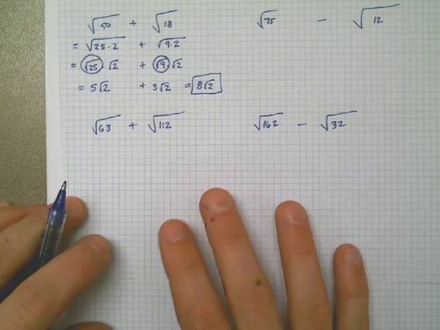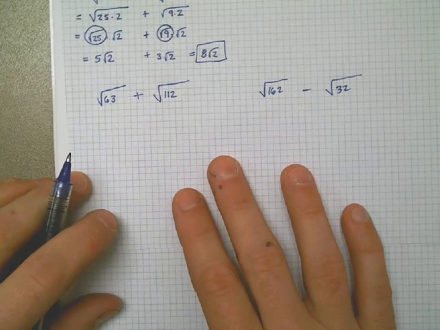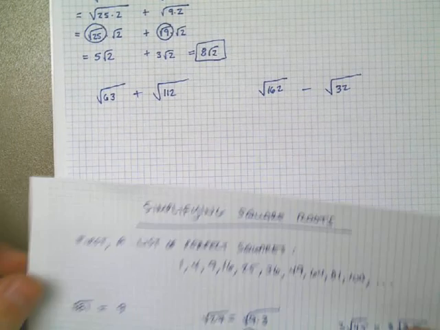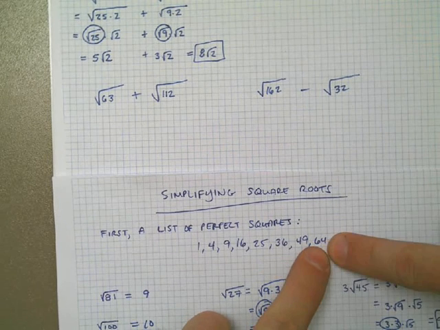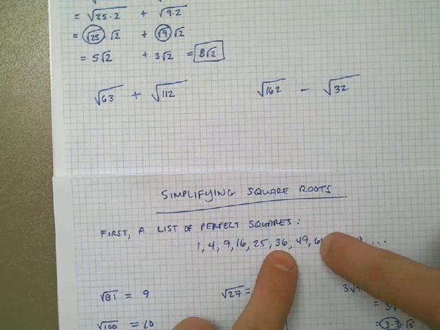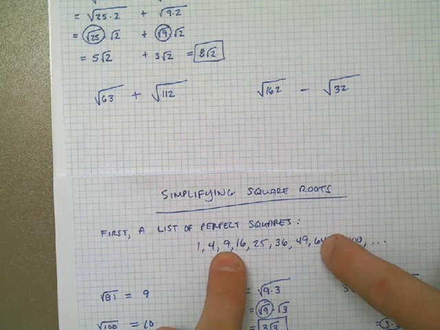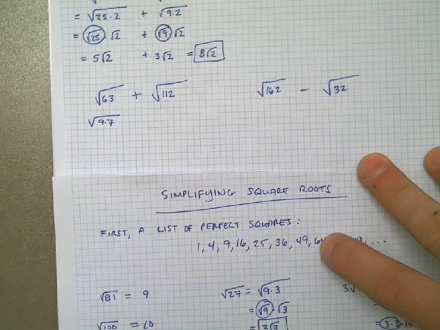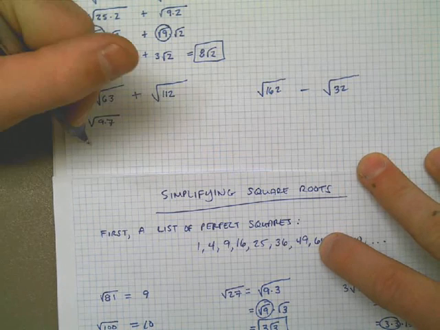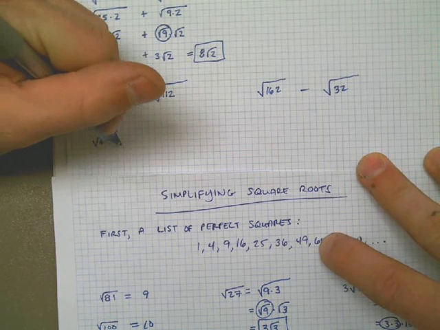Let's try an addition problem, square root of 63 and the square root of 112. So once again, I go to my list of perfect squares. I'm looking for the biggest number that goes into 63 evenly. So start here. 64 doesn't, 49 doesn't, nope, nope, nope. There we go, 9 does. 9 times 7 is 63. So instead of 63, I'm going to call it 9 times 7. And I'm going to break that into square root of 9 times the square root of 7.